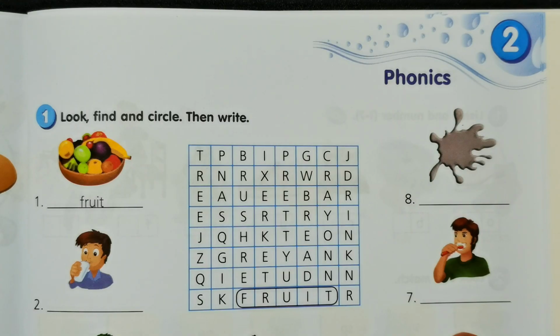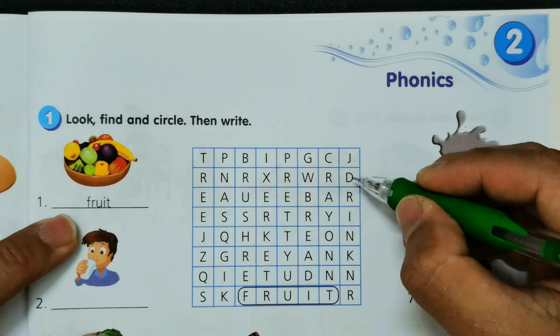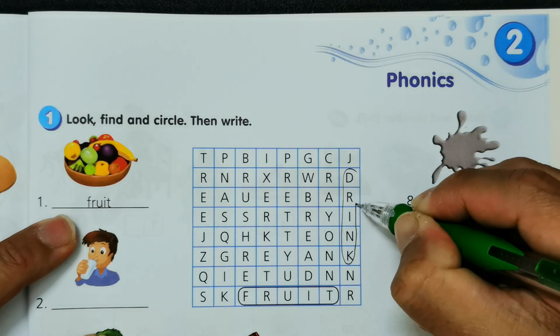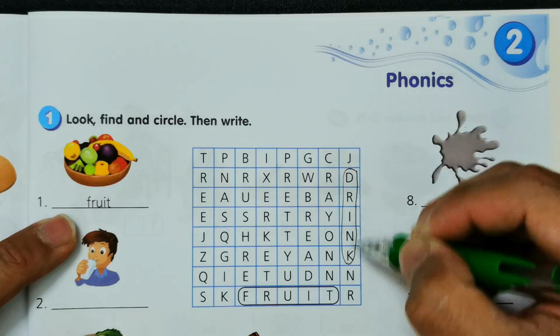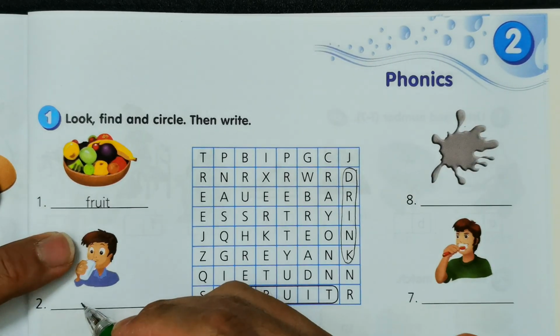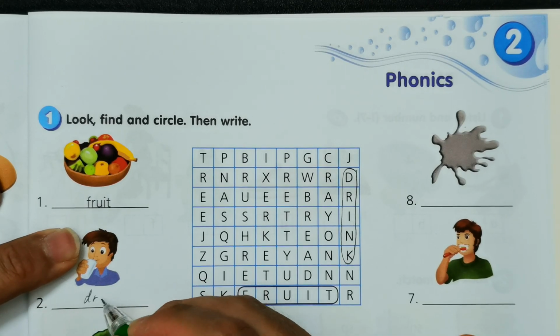So number 2, this motion is drink. He drinks milk here. So we have drink, which is here. And this is all capitalized alphabet, so here you need to write the lower cases. So drink.